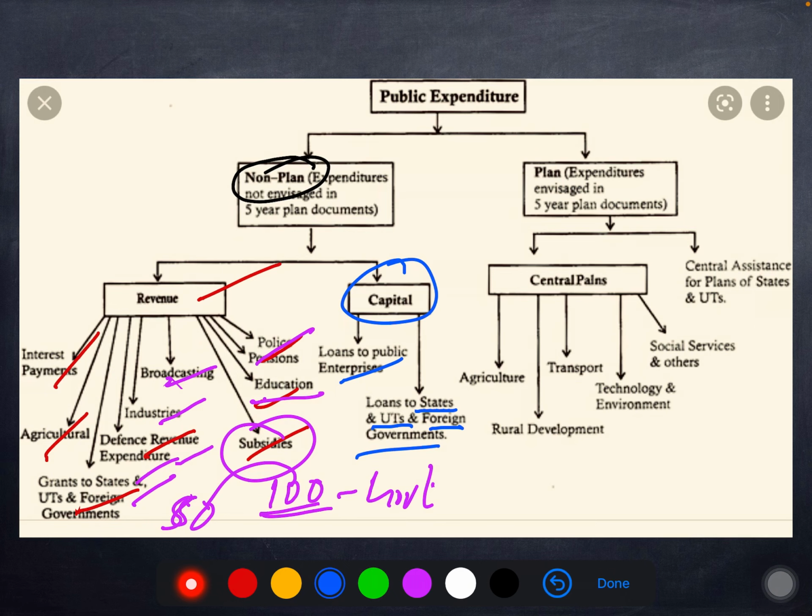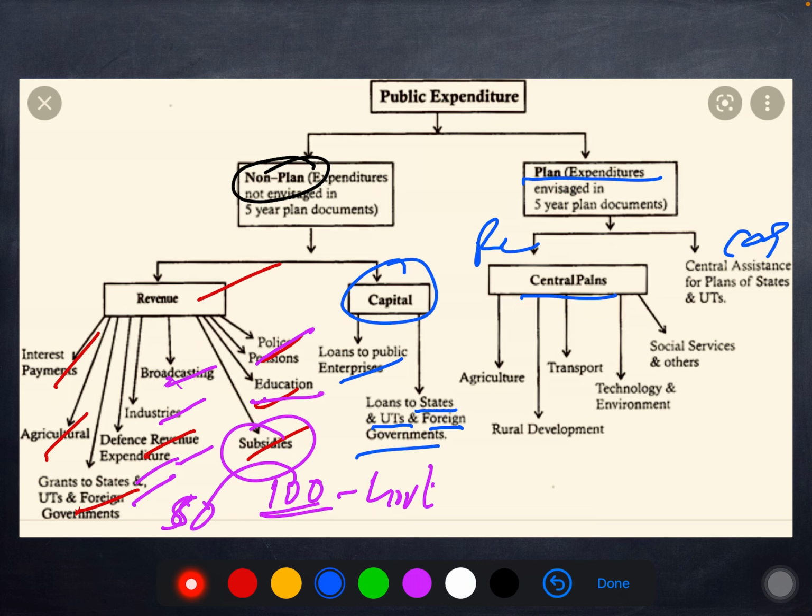On the other side, we have plan expenditure. Planned expenditure comes under both revenue and capital. This is the capital side and this is the revenue side. Planned revenue expenditure is the expenditure spent by the government on the implementation of economic schemes and financial assistance to local governments. It relates to the central plans and central assistance for the state and union territory plans.